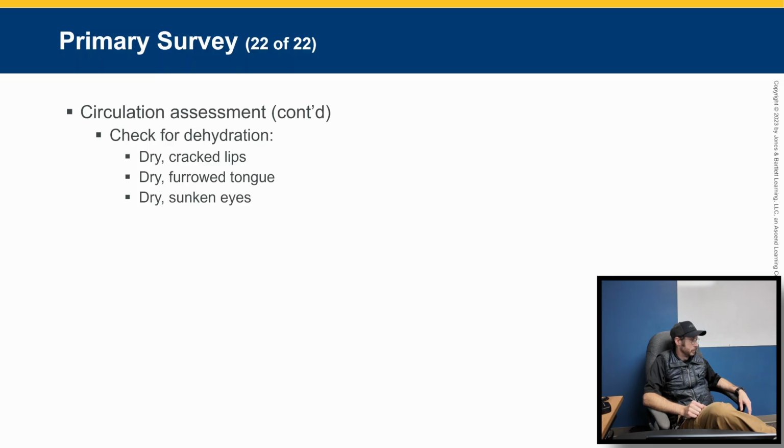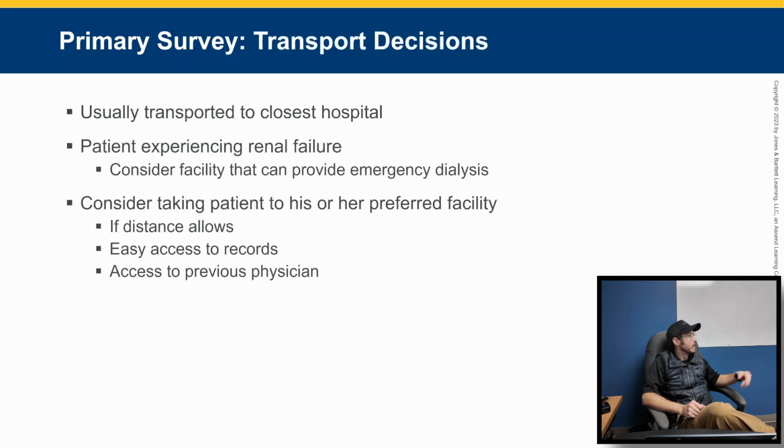But also very dry, cracked lips, furrowed tongue. Anybody know what they mean when they say furrowed tongue? It kind of looks fuzzy, right? That, and you can kind of see lines in it. Like the white cracks. And then sunken eyes. I think that one's pretty self-explanatory. Transport decisions.